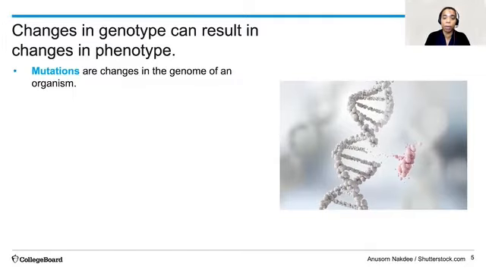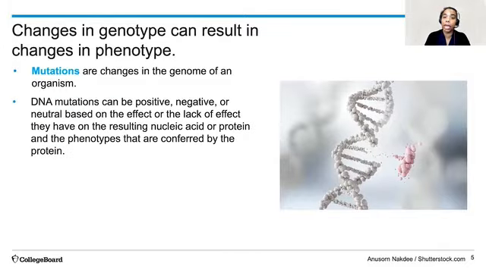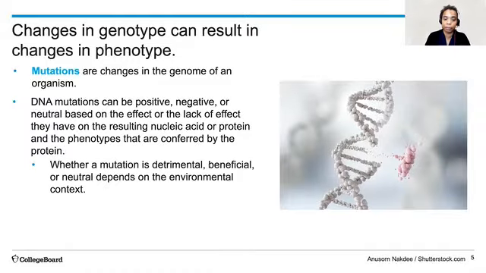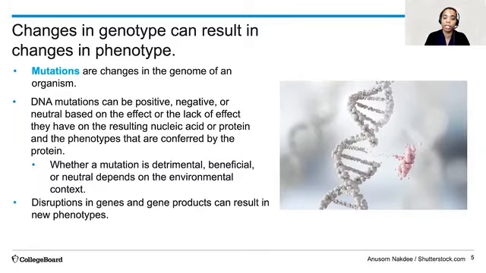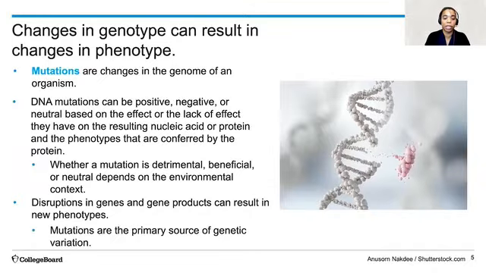Mutations are changes in the genome of an organism. DNA mutations can be positive, negative, or neutral, based on the effect or the lack of effect that they have on the resulting nucleic acid or protein and the phenotype that are conferred by the protein. Whether a mutation is detrimental or beneficial or neutral depends on the environmental context. Disruptions in genes and gene products can result in new phenotypes. Mutations are the primary source of genetic variation that you're going to see within a population.